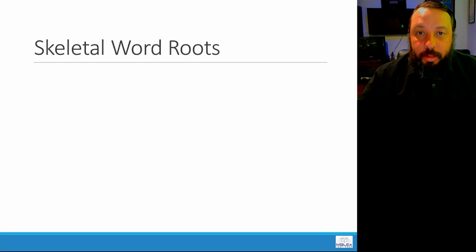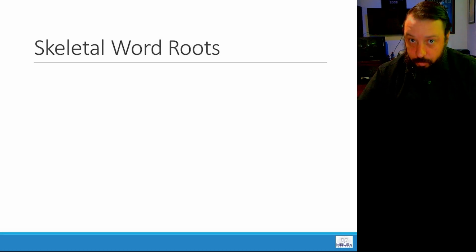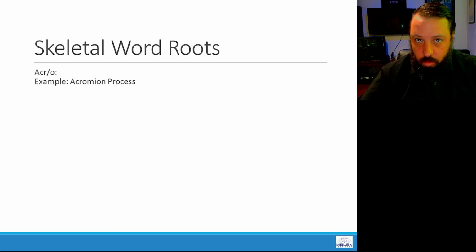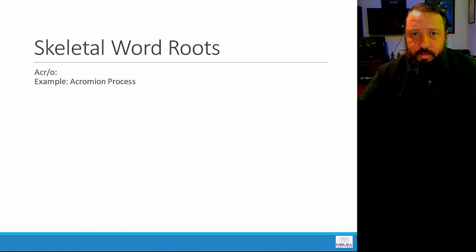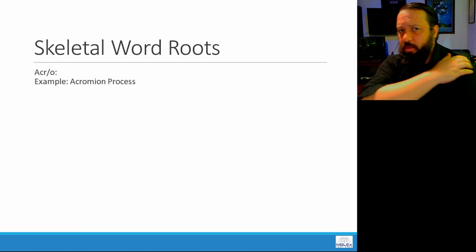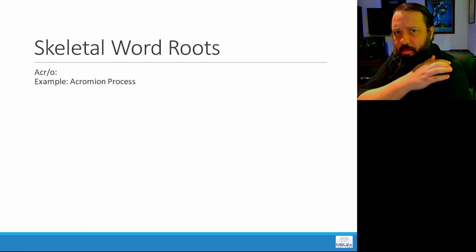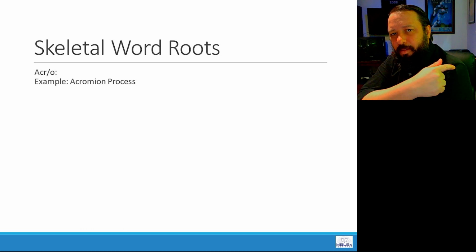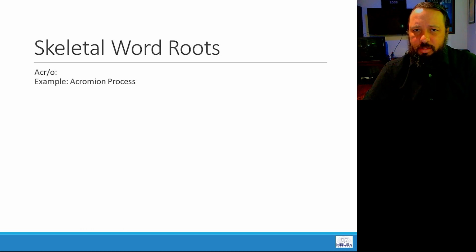Moving on to skeletal word roots. Okay, so the first term is acro. So like acromion process. When we think of the acromion process, we're thinking of part of the scapula, right? Part of the scapula right here, that tip, that point right there at the shoulder.